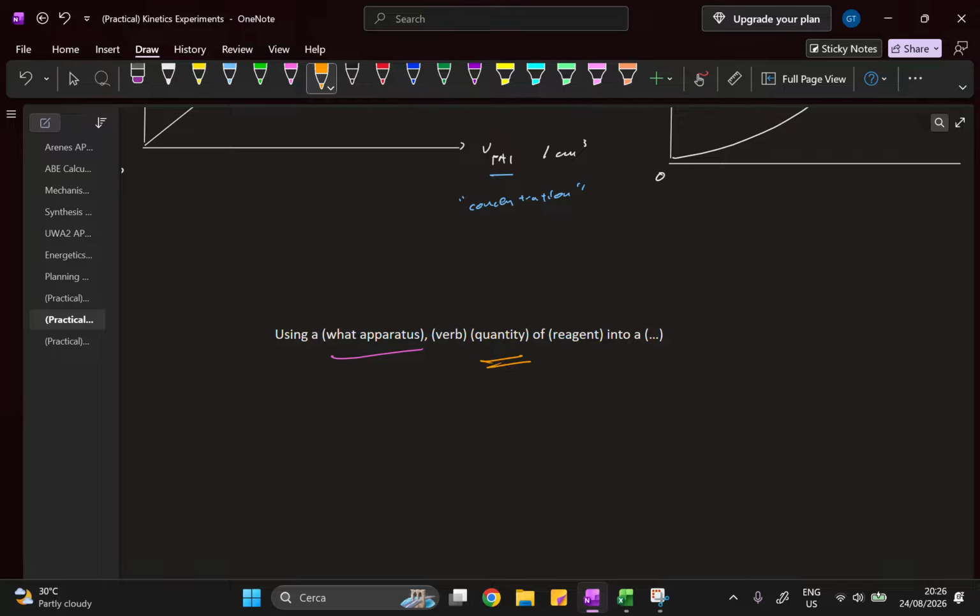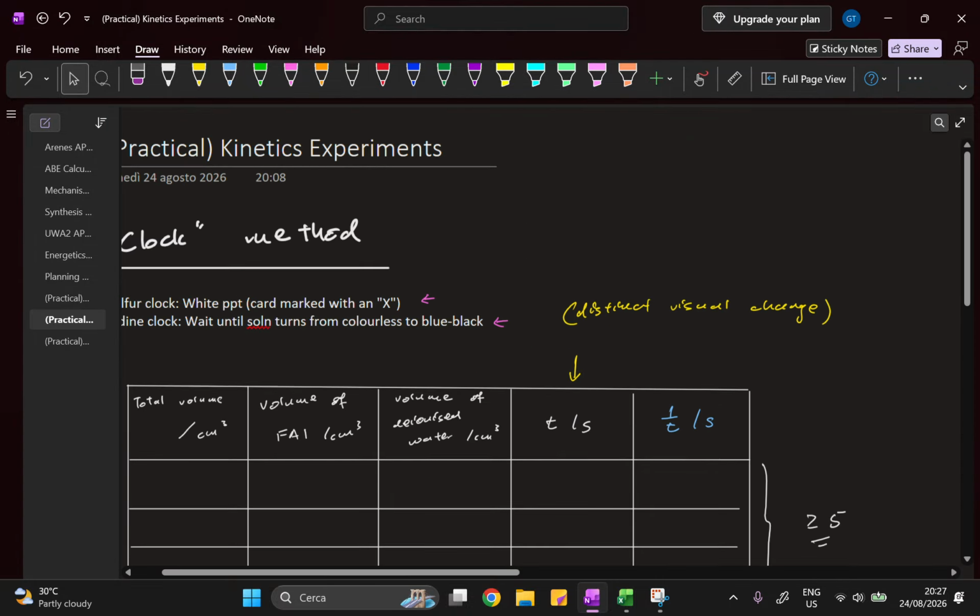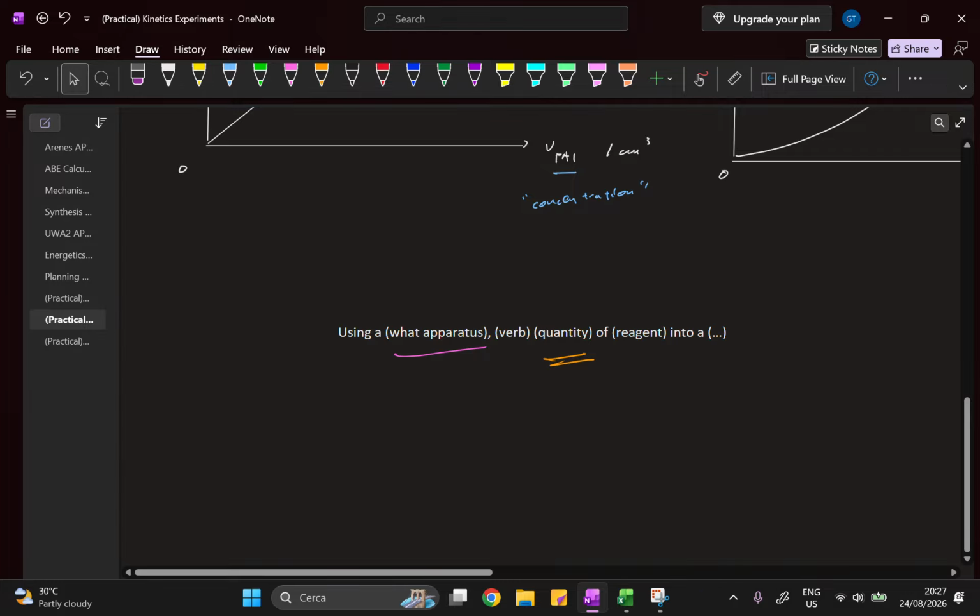this quantity has to be appropriate to the precision of whatever apparatus I'm using. So for example, if I have a 10 cm cube measuring cylinder, you go back to your memories. Do you remember what a 10 cm cube measuring cylinder looks like? What's the smallest division on it? It's 0.1 cm cube, right? And remember, we can read any apparatus in the chemistry lab to half the smallest division. So what is half the smallest division? It is 0.05 cm cube. So if I use a 10 cm cube measuring cylinder, I don't say measure 5 cm cube of Fa1. I will say measure 5.00 cm cube of Fa1.